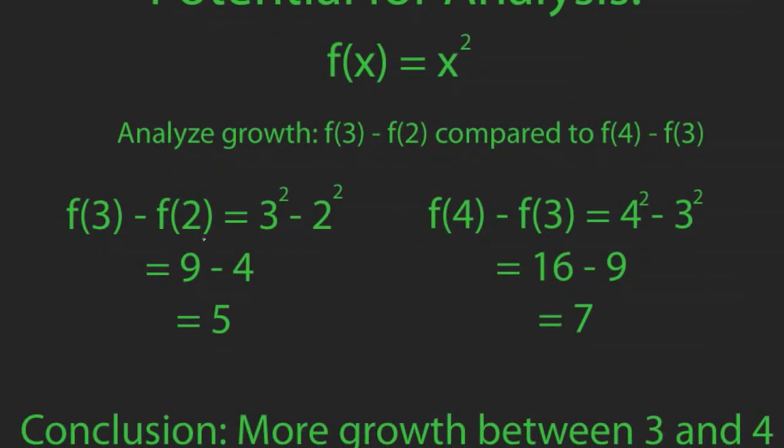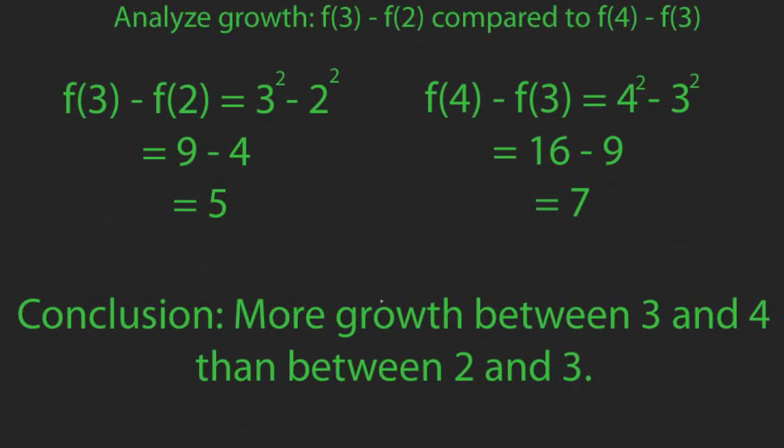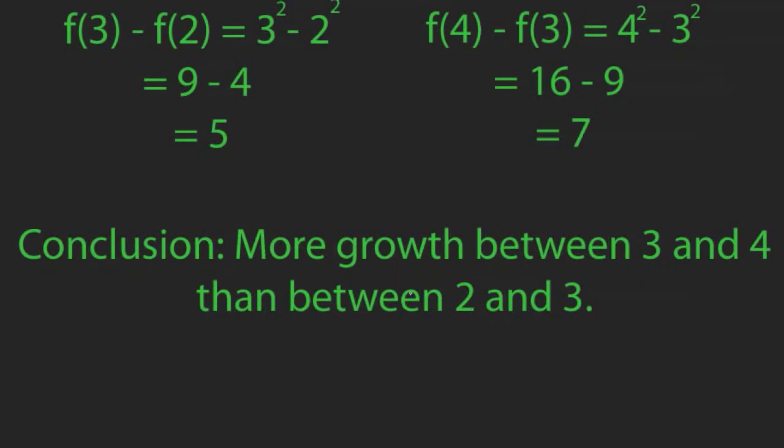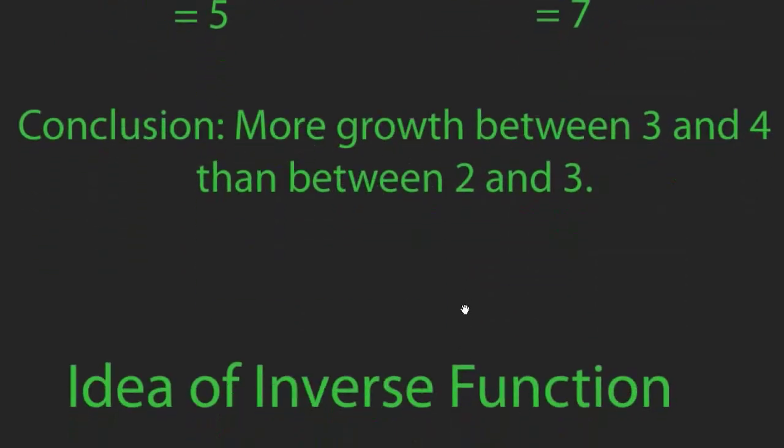If I calculate this out, f of 3 minus f of 2 is 9 minus 4, which makes 5. f of 4 minus f of 3 makes 7. So I can conclude there's more growth between 3 and 4 than there is between 2 and 3. And so this could have a lot of applications. Maybe you're some sort of financial planner and you want to figure out how much more your money is going to grow during this year versus an earlier year, or some application like that. These sorts of bits of analysis have a lot of applications, and that's what calculus is all about. So functions provide a great way to analyze operations.